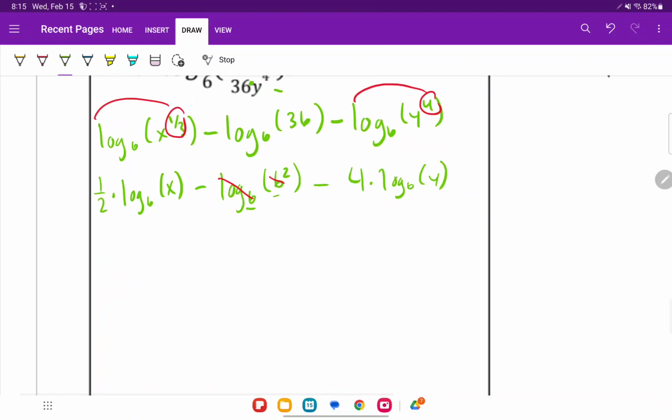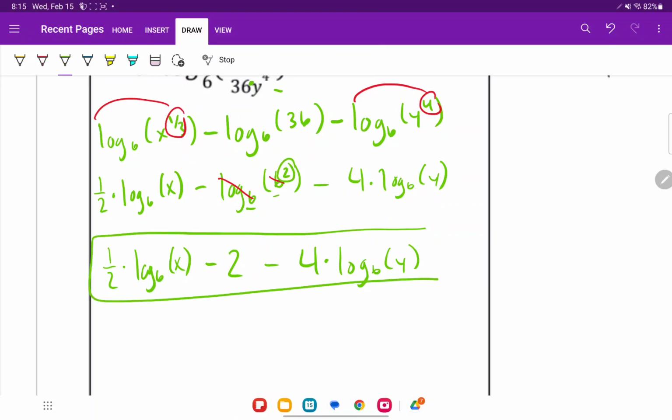So last but not least, when I write my final answer, the first one is simplified, 1/2 times log base 6 of x. This one becomes minus 2, right? Because the log base 6 and the 6 canceled, and the only thing that's left is that 2. Minus 4 times log base 6 of y. And that is my final answer there.